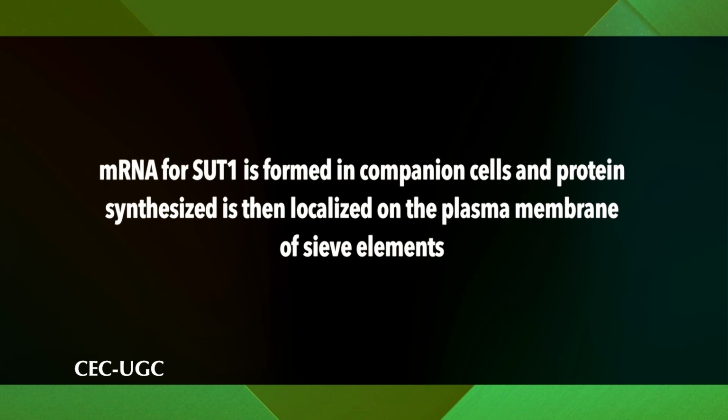The mRNA for SUT1 is formed in the companion cells and the protein synthesized is then localized on the plasma membrane of the sieve elements. This supports the non-nucleated nature of mature sieve elements and their dependency on the companion cells for protein synthesis. It has been shown that most of the symporters are present in the source, path and sink tissues.